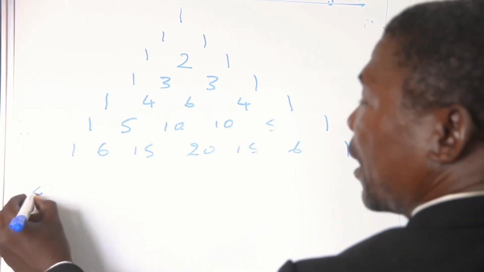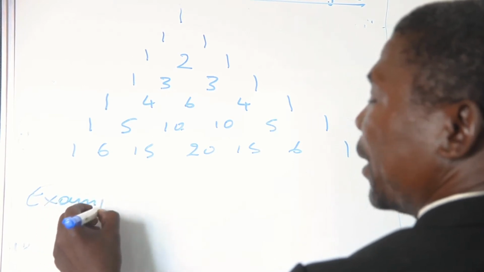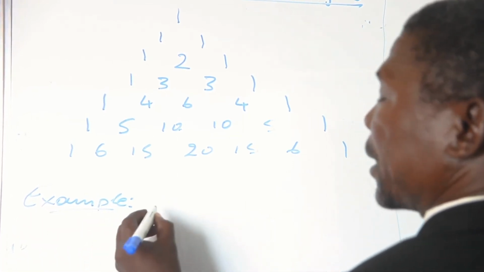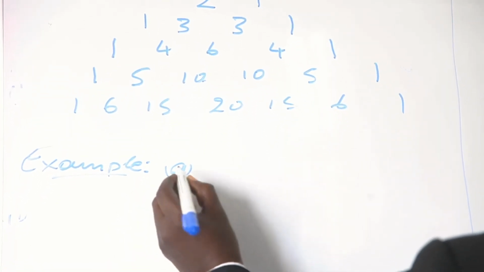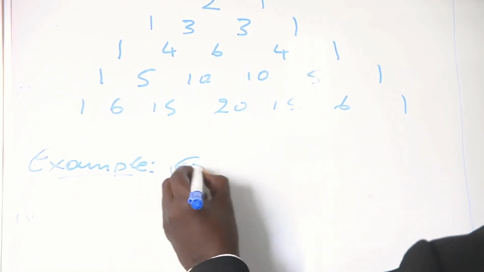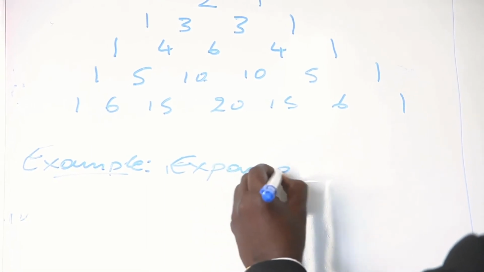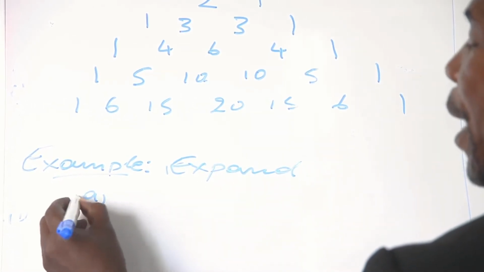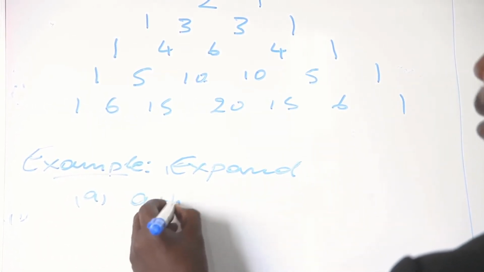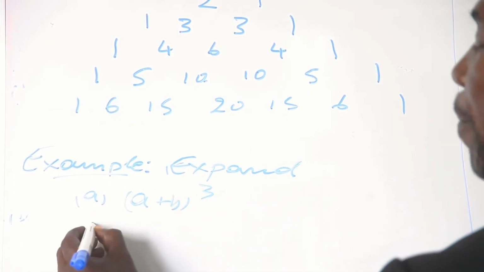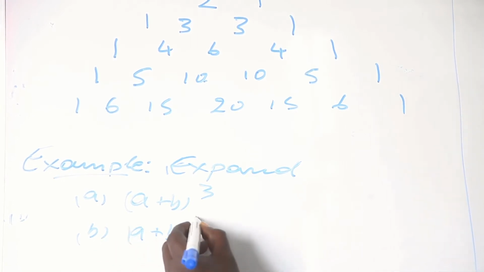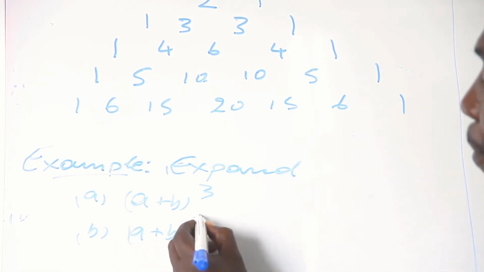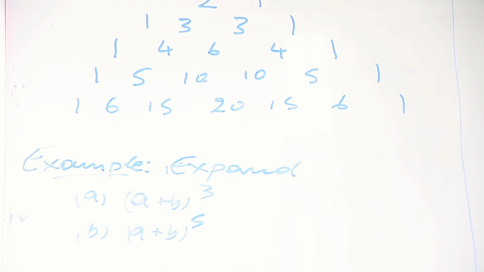I can take an example. You can say expand: A, (A plus B) raised to the power 3; B, (A plus B) to the power 5. The solution.